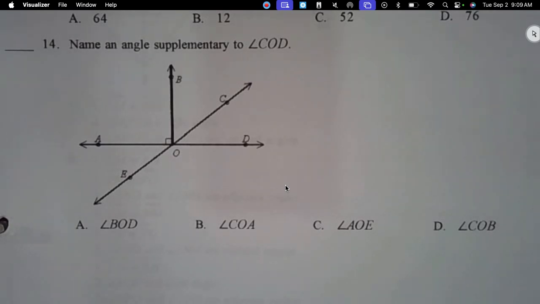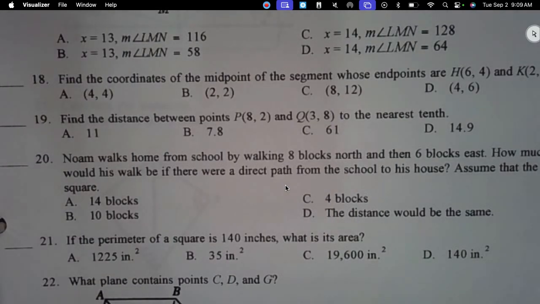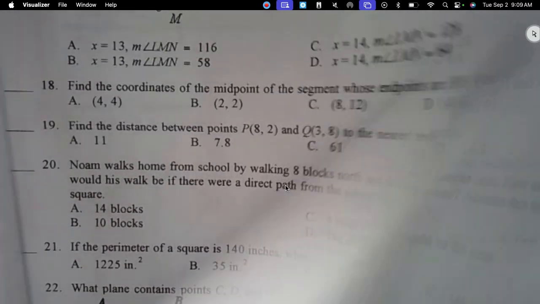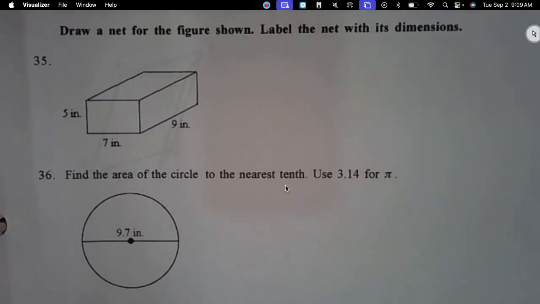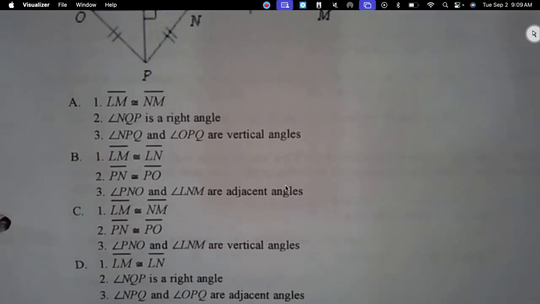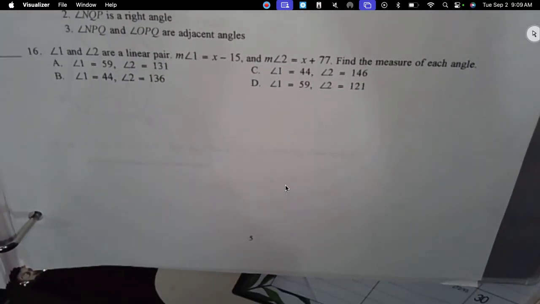Okay, the next one. Linear pair. Which one says a linear pair? Am I mixed up on this? I might have to come back to linear pair. What about midpoints? Is there one? Oh wait, here it is. It was at the bottom of that paper, sorry. Number 16. 16 is on there.